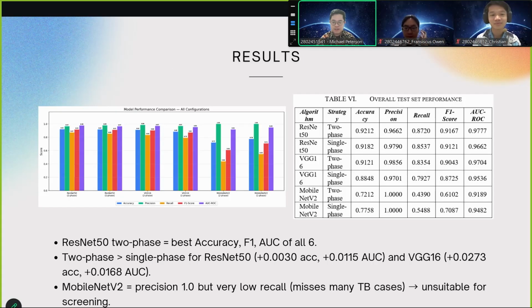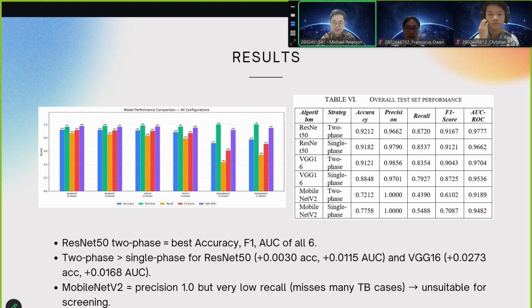And for our results, on the held-out test set of 330 images, our ResNet 50 two-phase model achieved the best overall performance of all 6 configurations with 92.1% accuracy, 96.6% precision, 87.2% recall, F1 score of 91.7%, and AUC of 97.8%.